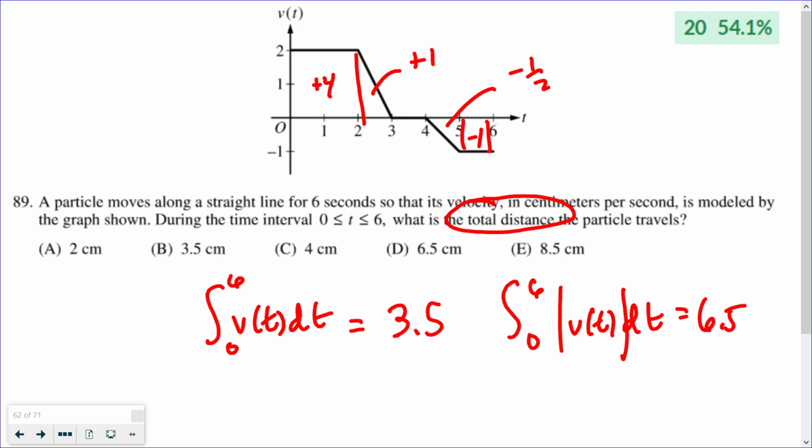Ooh, I have it on the board. I have to unfreeze it! 5, 4, 3, 2, 1 and 0.